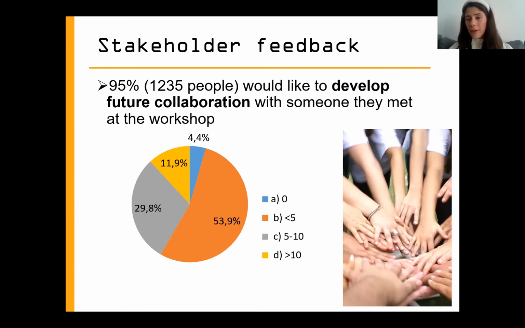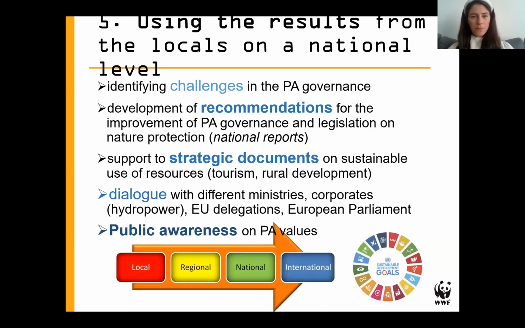So regarding stakeholder feedback, I have shared that we developed a questionnaire where we gathered feedback from the participants on the workshop. You can see that more than 1,200 people said that they would like to develop future collaboration with some of the stakeholders and colleagues that they met at the workshop for the first time. And as feedback, we gathered that there were initiatives happening, projects developed, and improved collaboration between local stakeholders and the PA management after the initial workshops.